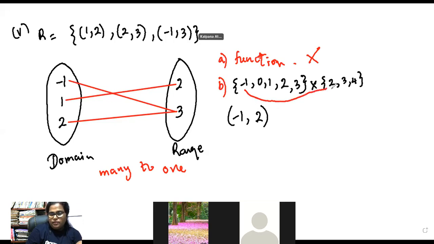That means the first element of the second set. And then you have to map this -1 to the second element of this set. It is -1, 3. And after that, you have to map -1 to the third element of this second set. So it is -1, 4.